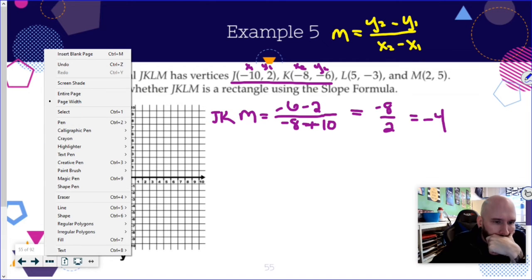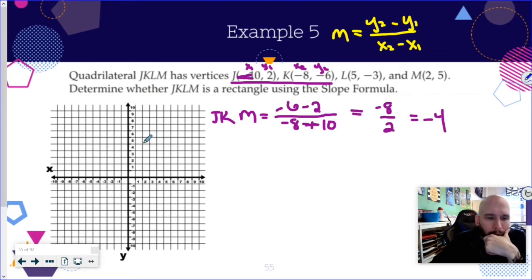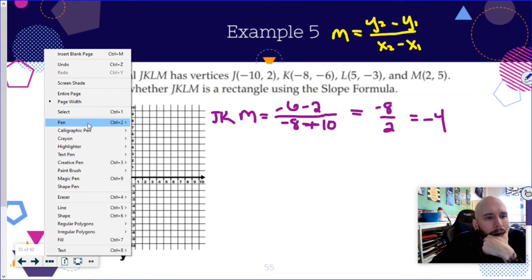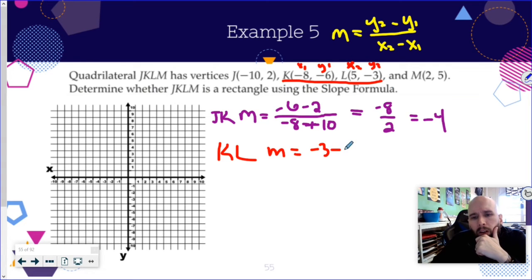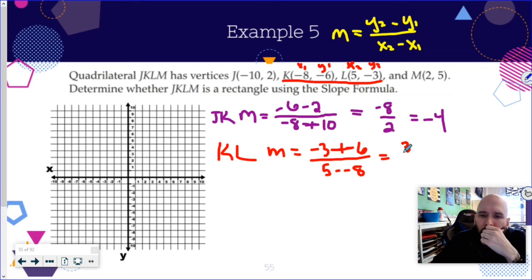So we need KL. Let me erase this. I need KL. Do a different color. We'll call you X1, Y1. We'll call you X2, Y2. I'm going to be KL. M equals negative 3 minus negative 6 over 5 minus negative 8. We've got negative 3 plus 6, which is regular 3, and 5 plus 8, which is 13.